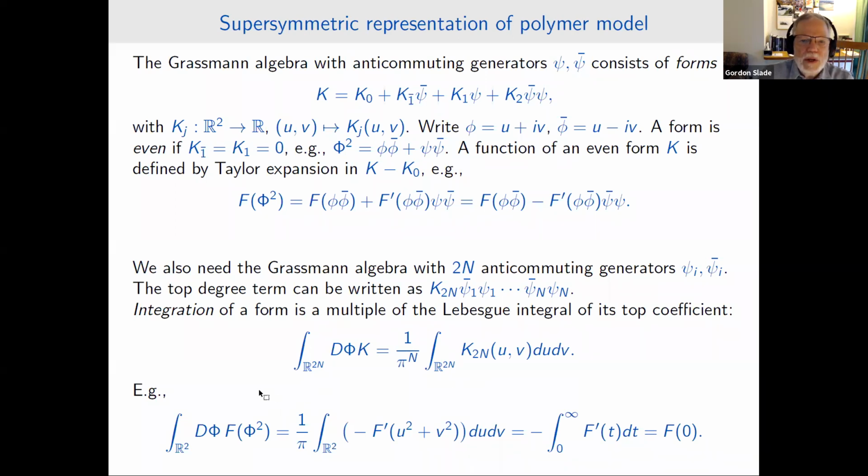So for example, to go back to our function f of phi squared here, if we want to do the integral of that in the case where we just have the two generators, according to this prescription, there would be a 1 over pi because n is 1, integral over R^2. And then we're supposed to look for the top degree part of f of phi squared, which is this: minus f prime of phi bar times psi bar. Take the coefficient, which is minus f prime of phi bar. Phi bar is just u squared plus v squared, and then integrate it. If you convert to polar coordinates, t is like r squared in polar coordinates. That can be written in this way, and just by the fundamental theorem of calculus, it's f of 0. So there are a lot of beautiful formulas in this subject, and this is one of them: if you integrate f of phi squared, you just get f of 0.